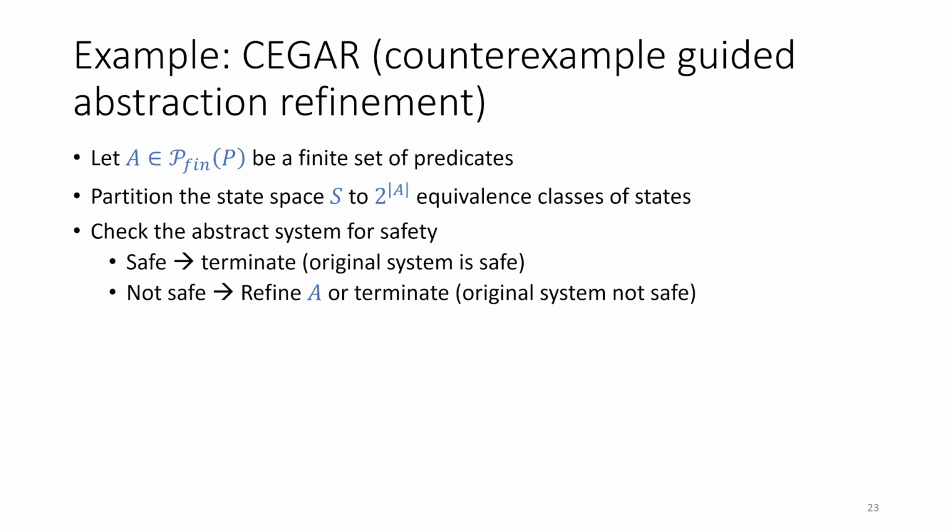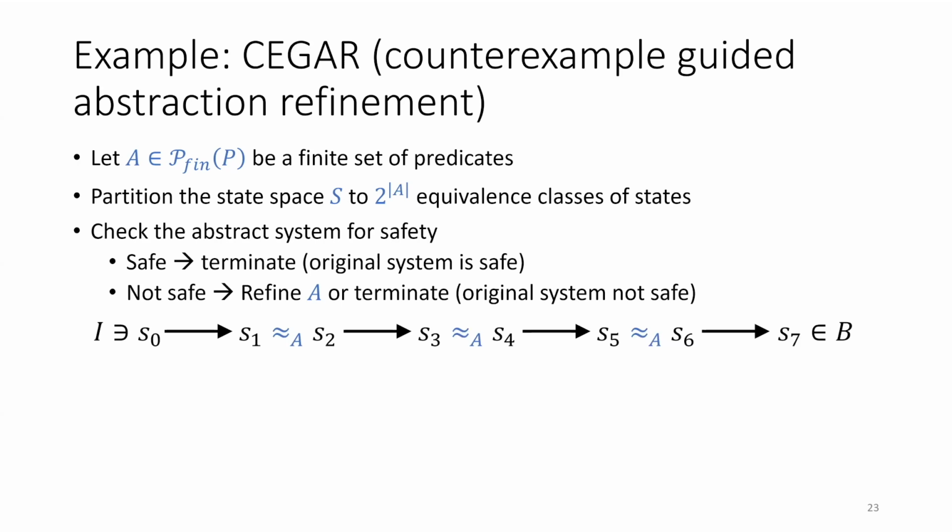But if it's not safe, we either found a real counterexample, or maybe we refine our abstraction based on the abstract counterexample we found. What an abstract counterexample looks like is a sequence of transitions, but they don't exactly connect. These transitions end at the state S1, and this one starts at S2, and they're equivalent up to this abstraction. They agree on all the predicates in A, but they might not be exactly the same state. And the way we refine the abstraction, we add at least one predicate that breaks the equivalence at some point along this abstract trace.